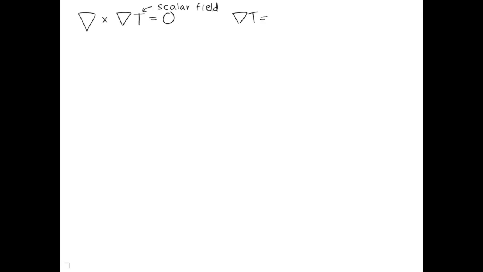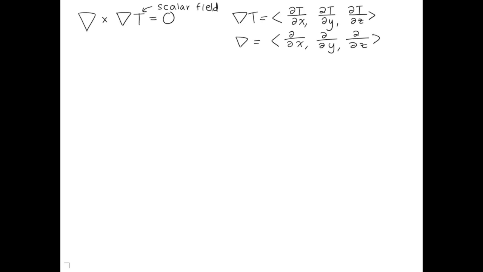Well, when the operator del is applied to the scalar field, it becomes a vector field. So we have partial T with respect to x, partial T with respect to y, and finally partial T with respect to z. And del by itself we define to be the partial derivative, and it's a vector operator, like so. So what does it mean for this expression?